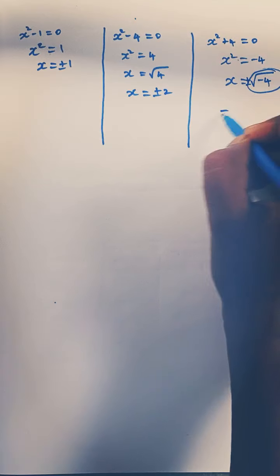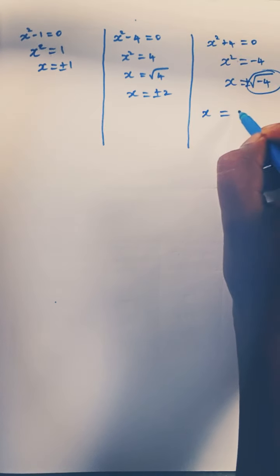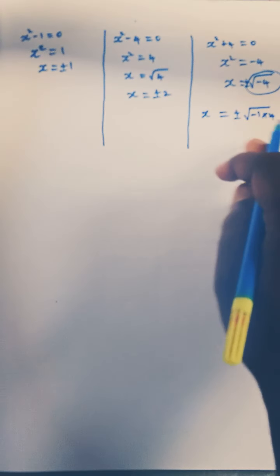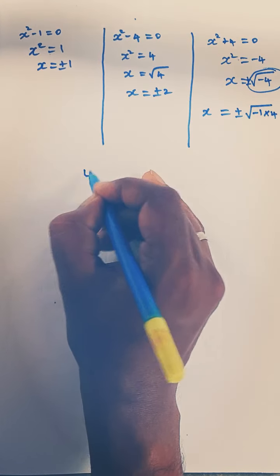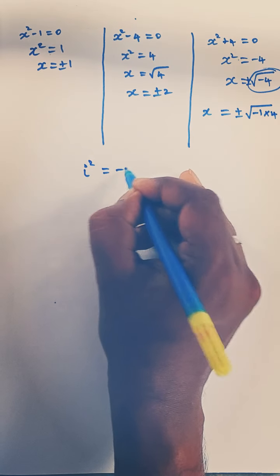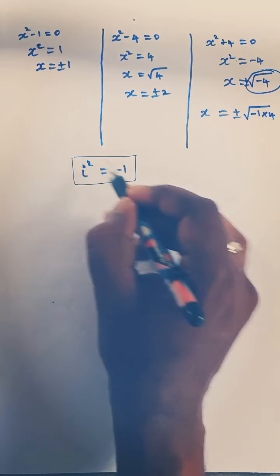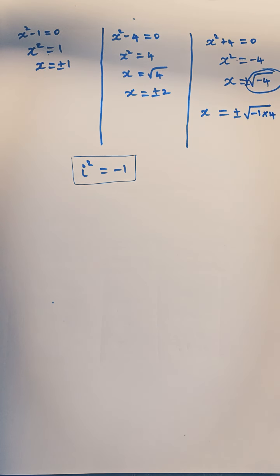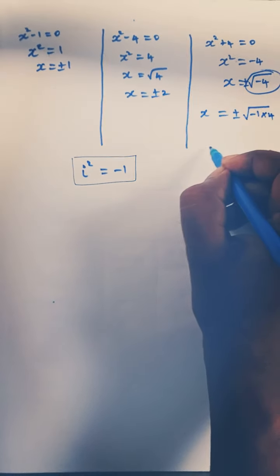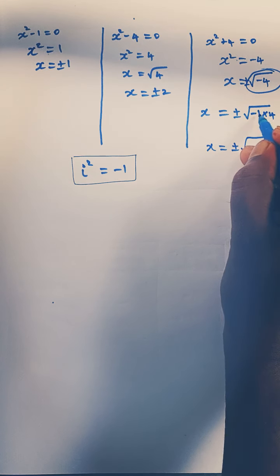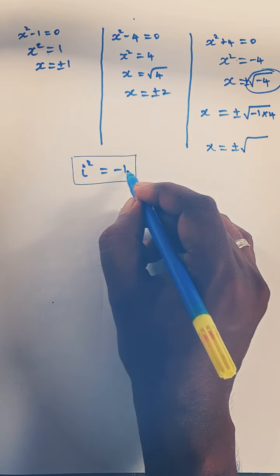So x equal to plus or minus square root of minus 1 into 4. Minus 1 into 4. In complex numbers, i square equal to minus 1. That is a very important result. In complex numbers, i square equal to minus 1. So x equal to plus or minus square root of minus 1 into 4, i square equal to minus 1.